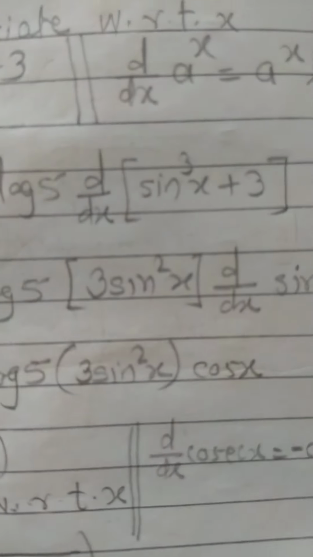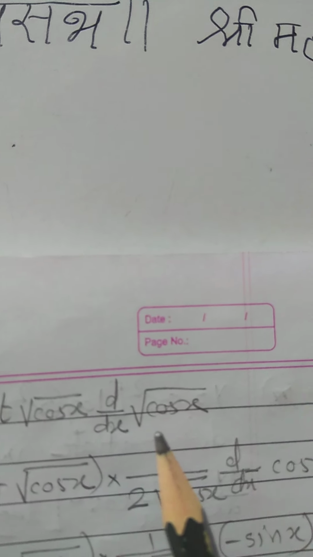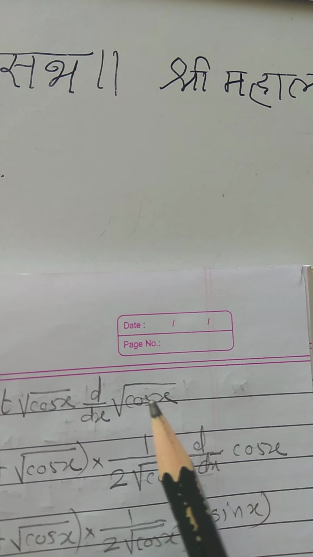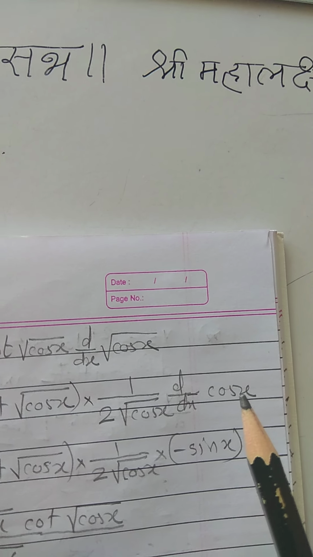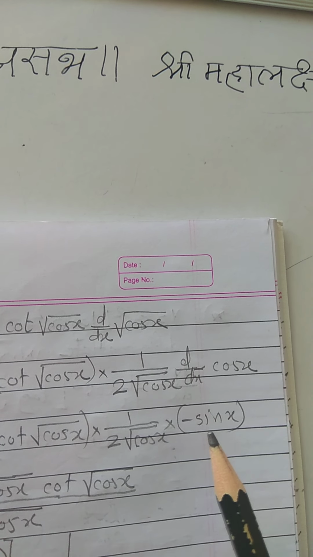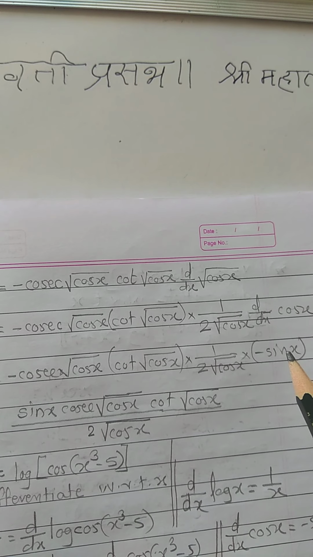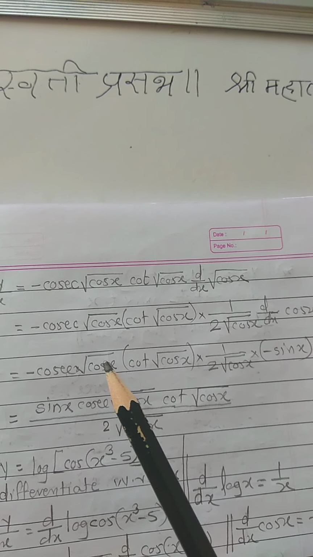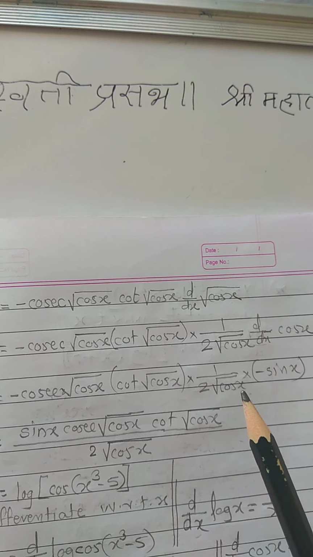But we have to take the derivative of the angle. Here the angle is root of cos of x. So the derivative of root is 1 upon 2 root, and now we have to take the derivative of the inner function, that is cos of x. The derivative of cos of x is minus sine of x. So the final answer is minus, and this minus will become plus: sine of x cosec root cos of x, cot root cos of x, upon 2 root cos of x.